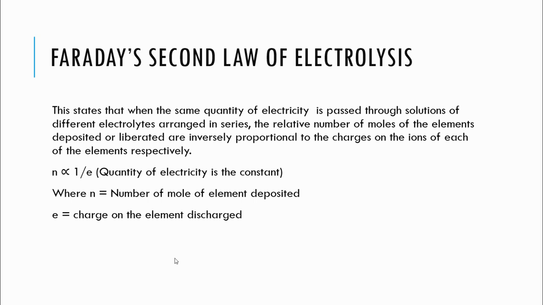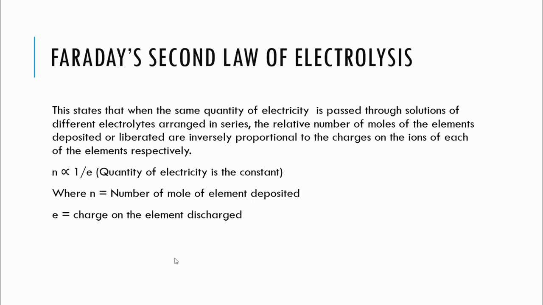The second law: when you pass the same quantity of electricity through two different electrolytes connected in series, the moles of the element deposited or liberated are inversely proportional to the charge on the ions. Let me use the first law to explain the second law. If I pass the same quantity of electricity, let me use sodium and aluminium. For sodium, we are using 1 Faraday. For aluminium, we are using 3 Faradays.